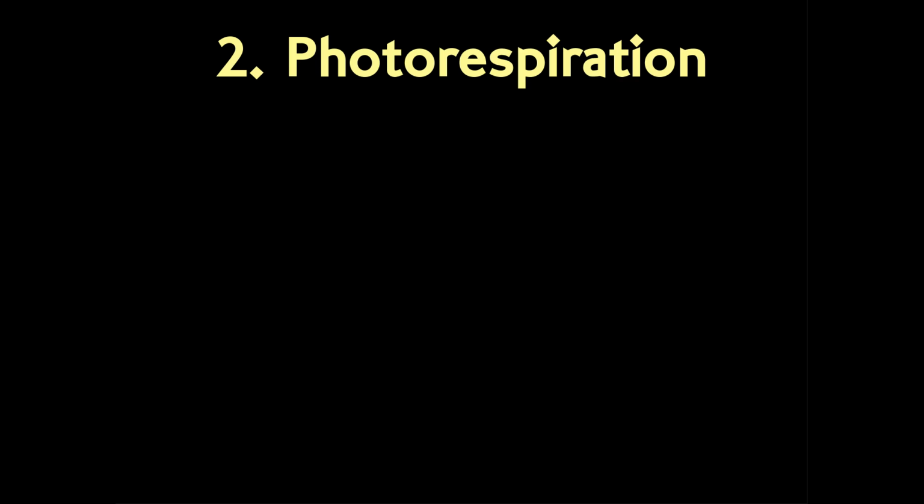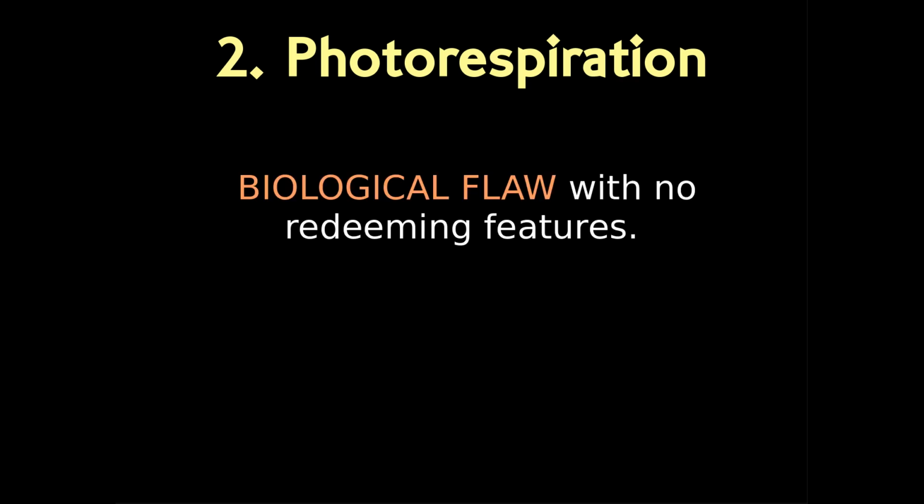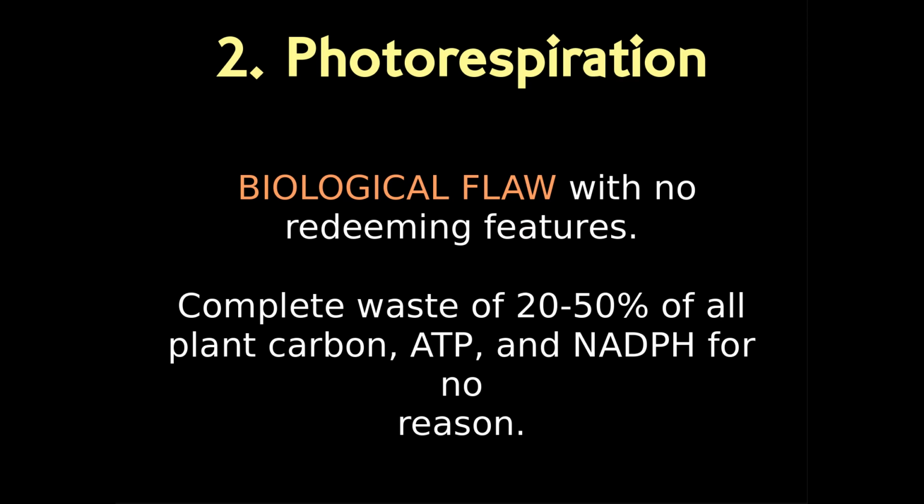However, this wonderful happy story is about to turn sour, because we are going to talk about photorespiration, which is kind of the dark underside of photosynthesis. Photorespiration is a biological flaw. It does not have any redeeming features to it. It is simply a biological flaw in Rubisco that all photosynthetic organisms have to deal with. It's a complete waste of about 20 to 50% of all plant carbon, ATP, and NADPH. And this happens for no good beneficial reason to the plant.